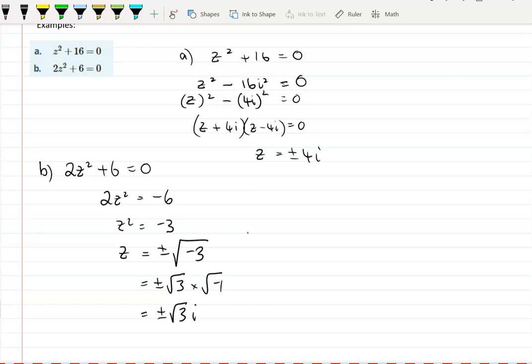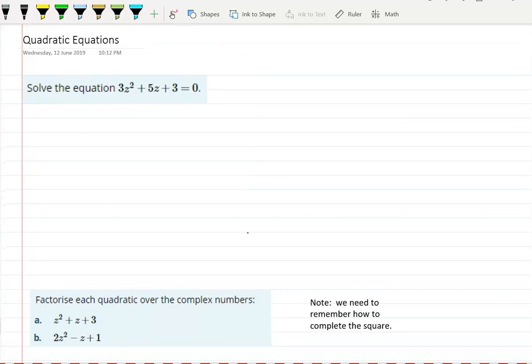Because we're going to be using the idea of difference of two squares if we have to solve a more complicated quadratic function, just like we've got up the top here. Okay. So if we're going to solve the equation 3z squared plus 5z plus 3 equals 0. Now, if we're asked to solve it, then we can solve that a number of ways. And so the way we're going to do it is, well, we can use a quadratic formula. So I'm going to do that first of all.